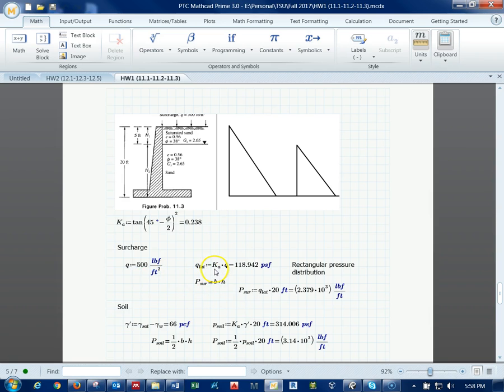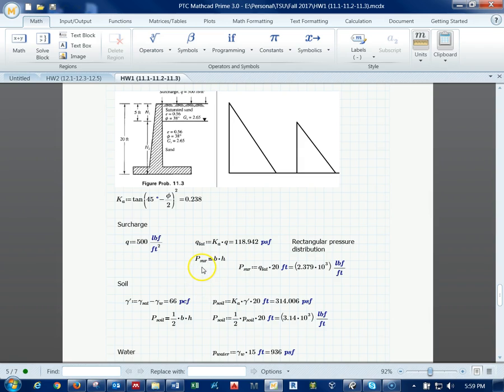The lateral pressure would be equal to Ka times Q, which is 118.9. That's a rectangular pressure distribution. So the total surcharge is just the base times the height. That gives us a total of 2379 pounds force per foot of wall coming out of the screen.